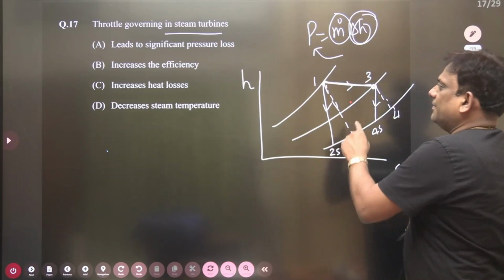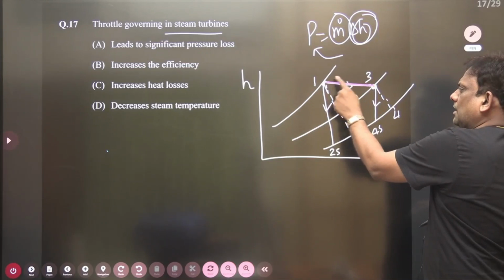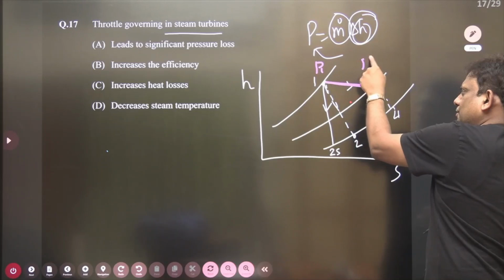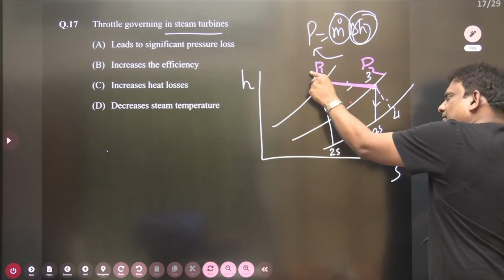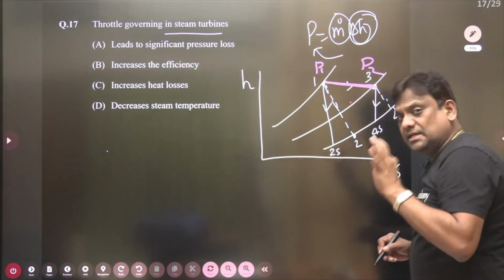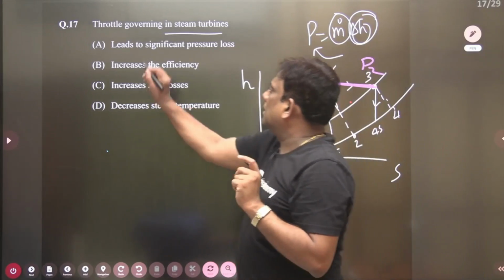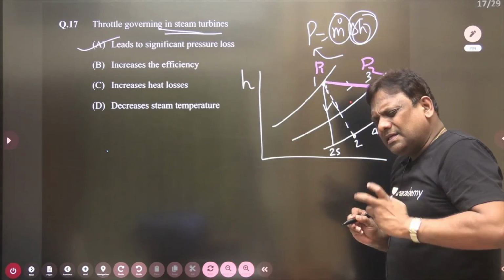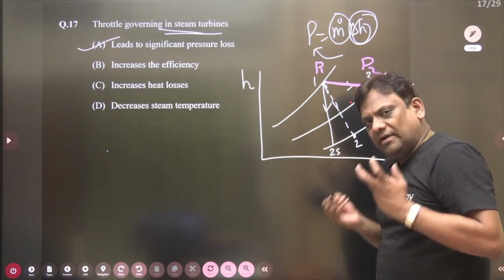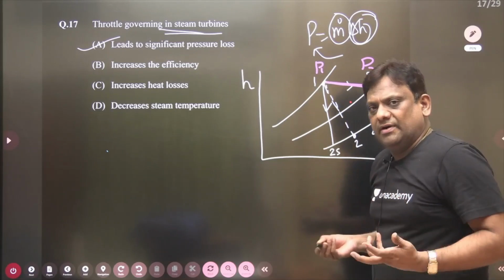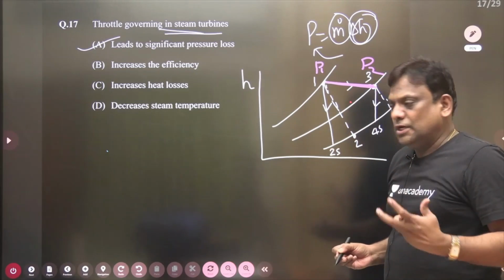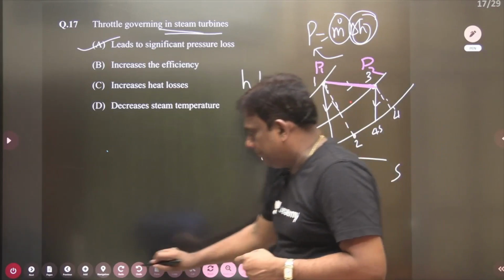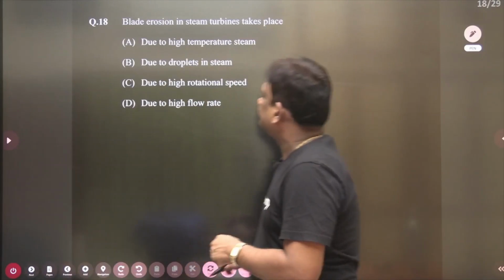So there is a pressure loss. Throttle governing leads to significant pressure loss. We are throttling from P1 to P2. Therefore, the value of P1 is more, P2 is less. So there is a significant reduction in pressure, resulting in a reduction in the available energy. But anyway, we have to govern, so this is one of the techniques. Chalo, we'll move to the next question.